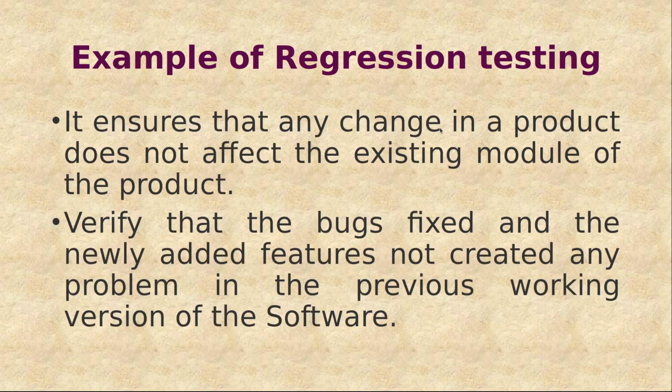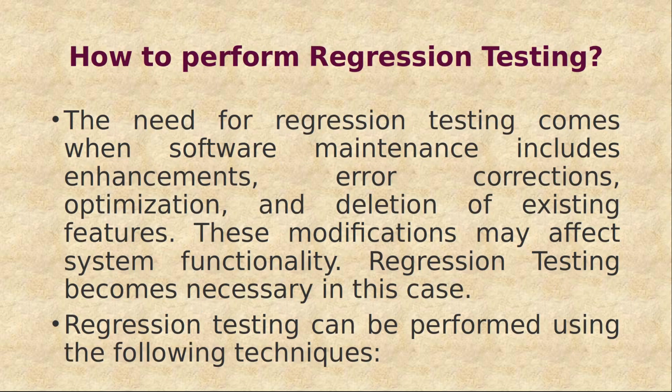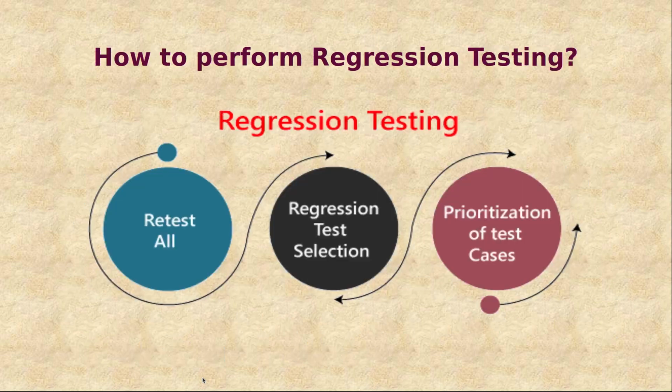Regression testing ensures that any change to the product does not affect the existing modules of the product. After changing the software, we should ensure that no bug exists in the software. The need for regression testing comes when software maintenance includes enhancement, error correction, optimization, or deletion of existing features.